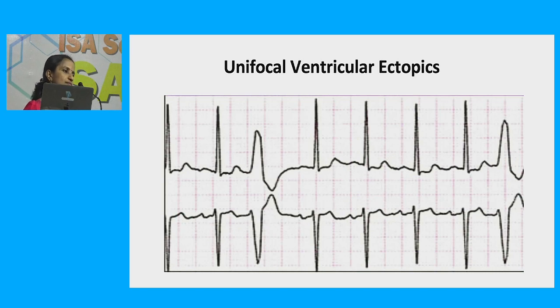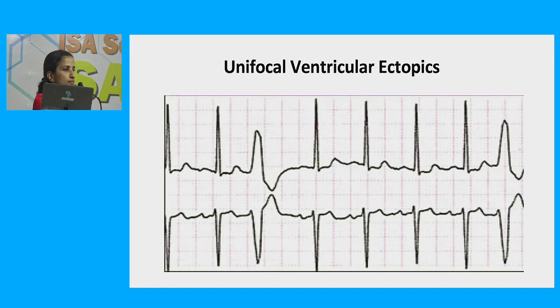This ECG shows wide slurred QRS of uniform morphology without a preceding P wave. The QRS and T are in the opposite direction with a complete compensatory pause. So this ECG is suggestive of unifocal ventricular ectopics. You can see the ectopic impulses are of the same morphology. So what do you mean by this compensatory pause?